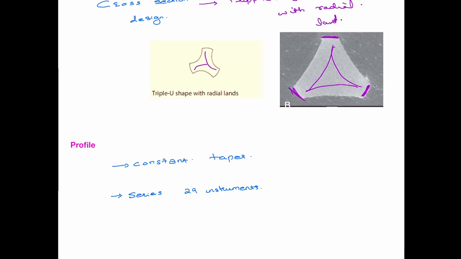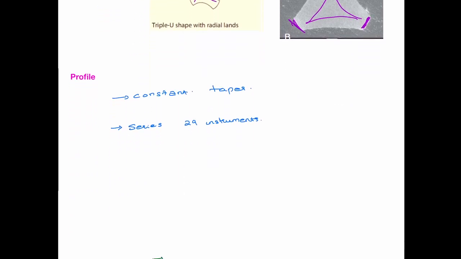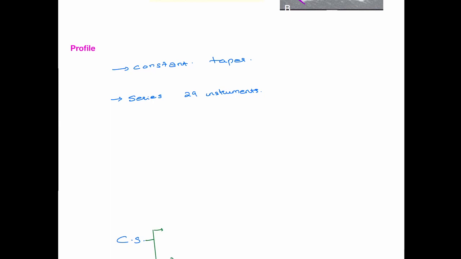Okay, remember, don't forget. Now we come on to the next file system, which is profile. Again, there is no doubt it is constant taper we studied. And very importantly, you have to know that I told you some specific features for some specific instruments, and we have it here. It's called series 29 instruments. What is the series 29 instruments?